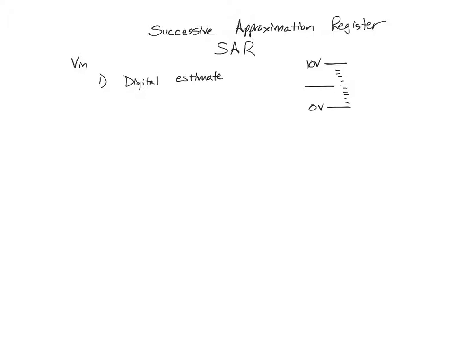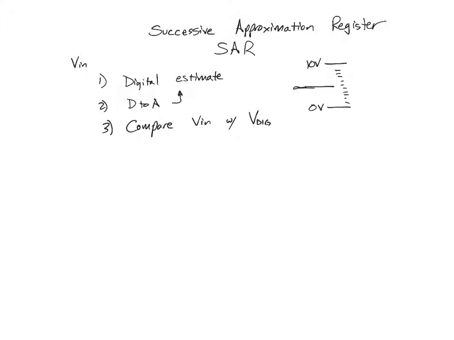Then you'd say, okay, the first thing I'm going to do is choose halfway, and I'm going to compare. I'm going to take this digital estimate and turn it into an analog, right? So I need a D to A converter, right? And then I'm going to compare V in with my digital estimate, V dig, which has been turned into analog, right? And the comparator is going to tell me which one of these is bigger.